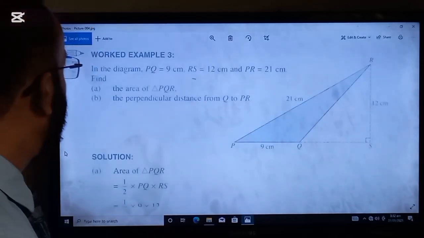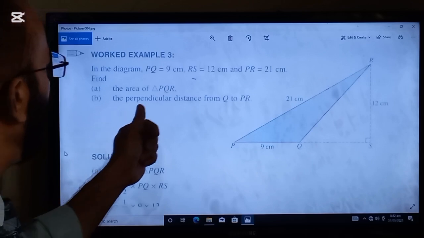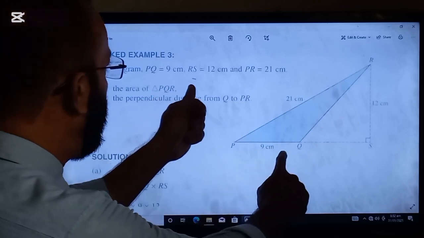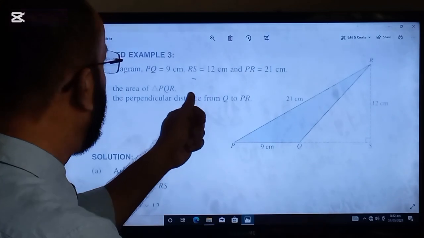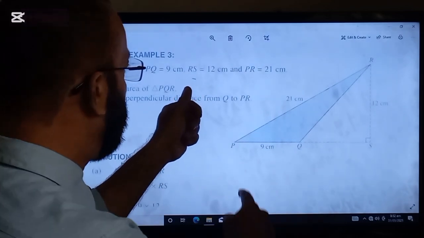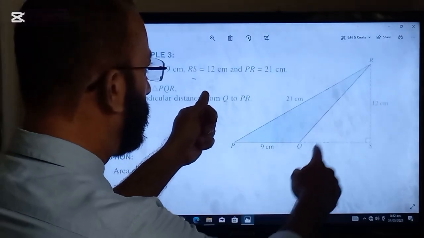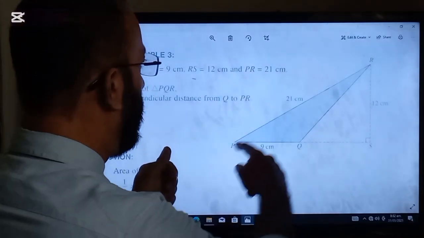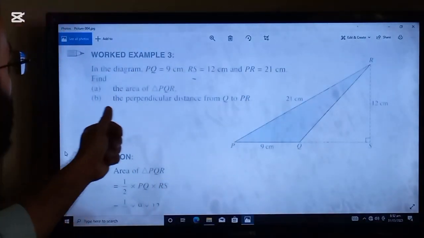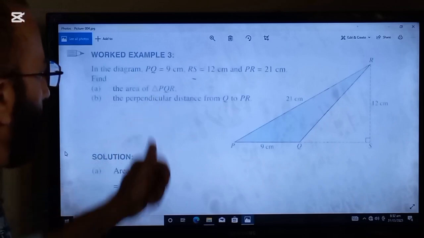Here is an important question. In the diagram, PQ is equal to 9, sorry, RS is equal to 12. That is this one, and PR is 21, and this is 21. Find the area of the triangle PQR.